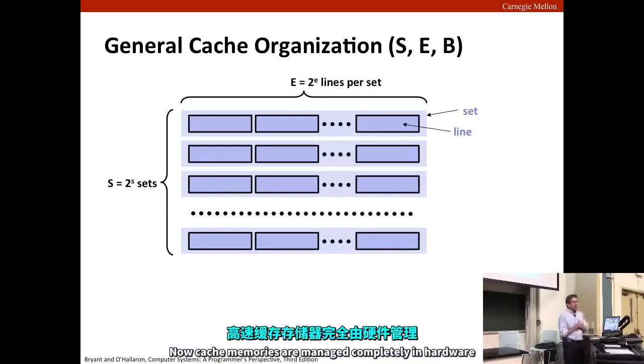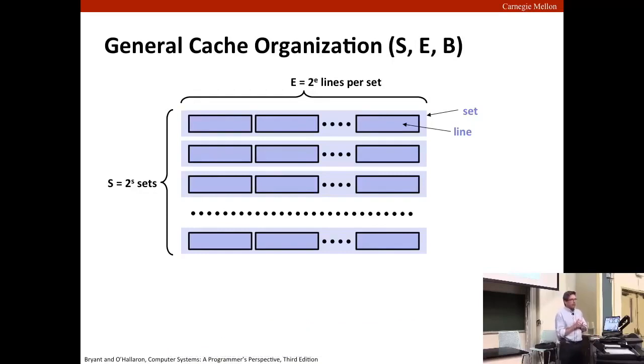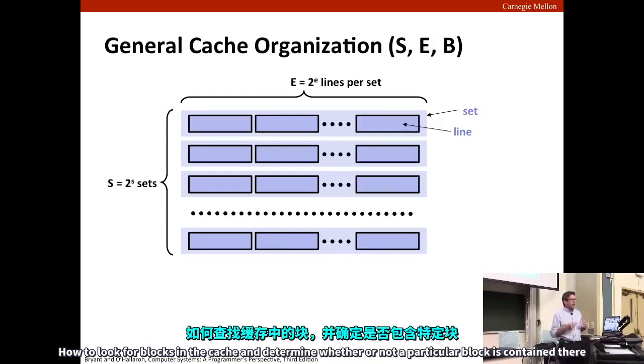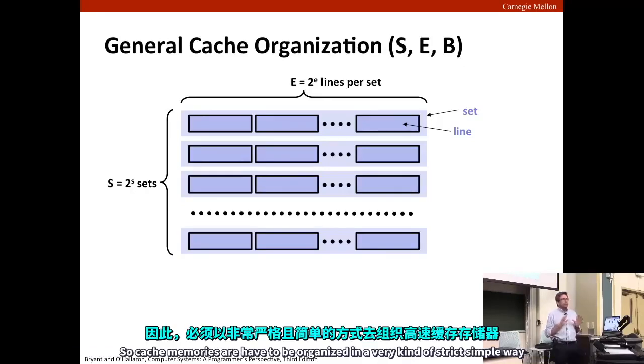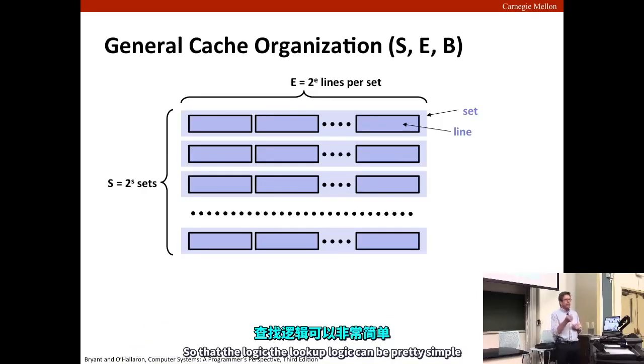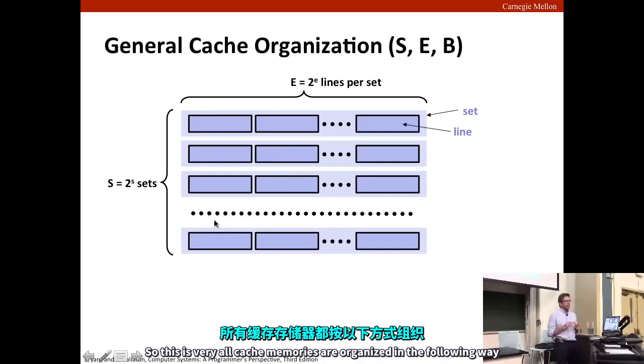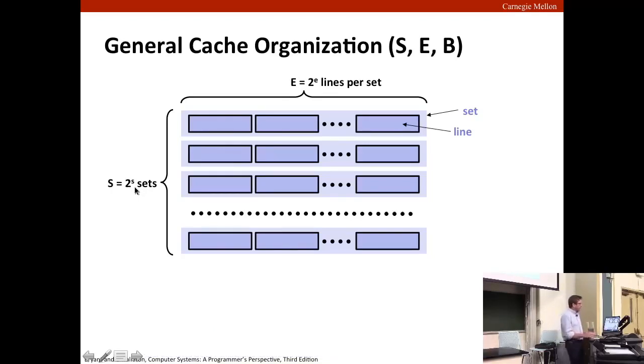Now, cache memories are managed completely in hardware. So this means that there has to be hardware logic that knows how to look for blocks in the cache and determine whether or not a particular block is contained there. So cache memories have to be organized in a very strict, simple way so that the lookup logic can be pretty simple. So all cache memories are organized in the following way.